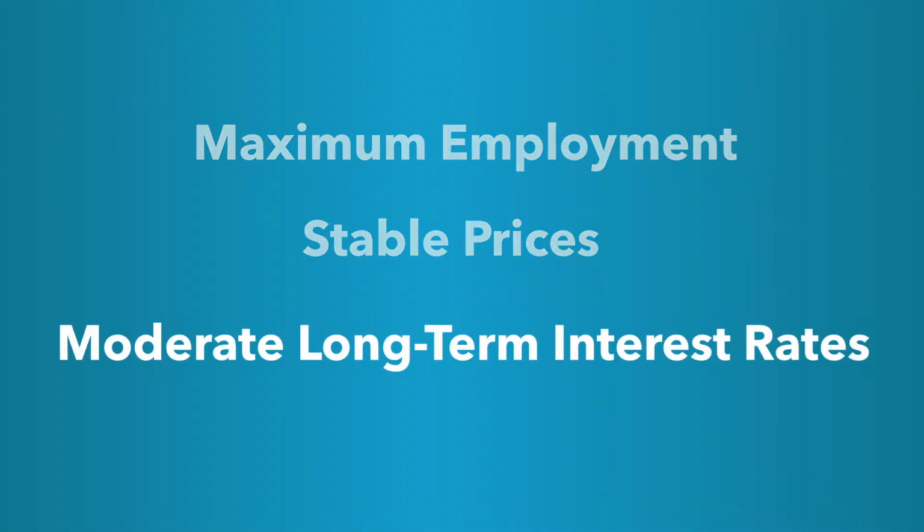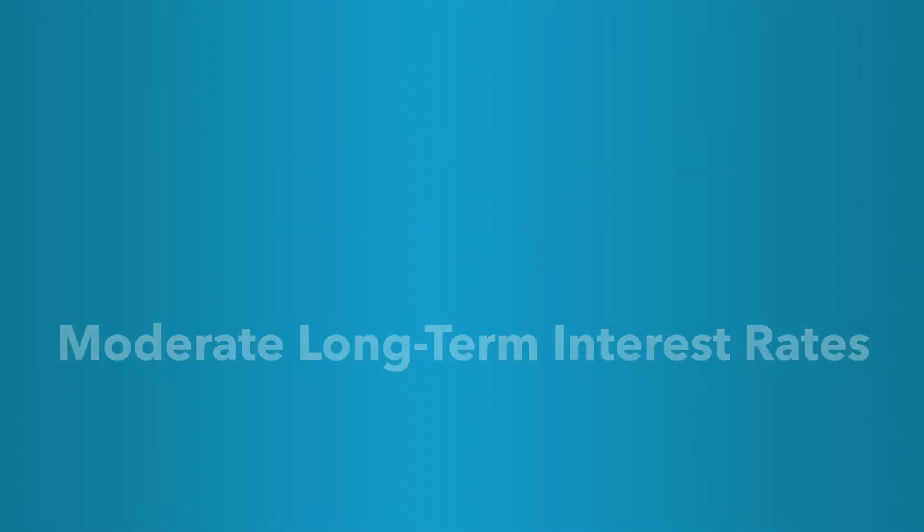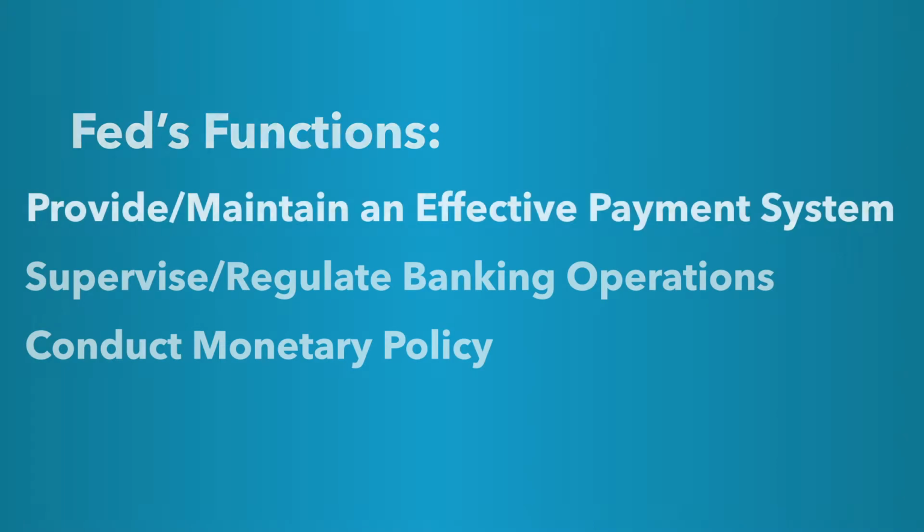The Federal Reserve System in the United States acts as the country's central bank. It has a mandate to promote maximum employment, stable prices, and moderate long-term interest rates. The Federal Reserve, or the Fed, has three main functions. They are to provide and maintain an effective payment system, supervise and regulate banking operations, and conduct monetary policy.